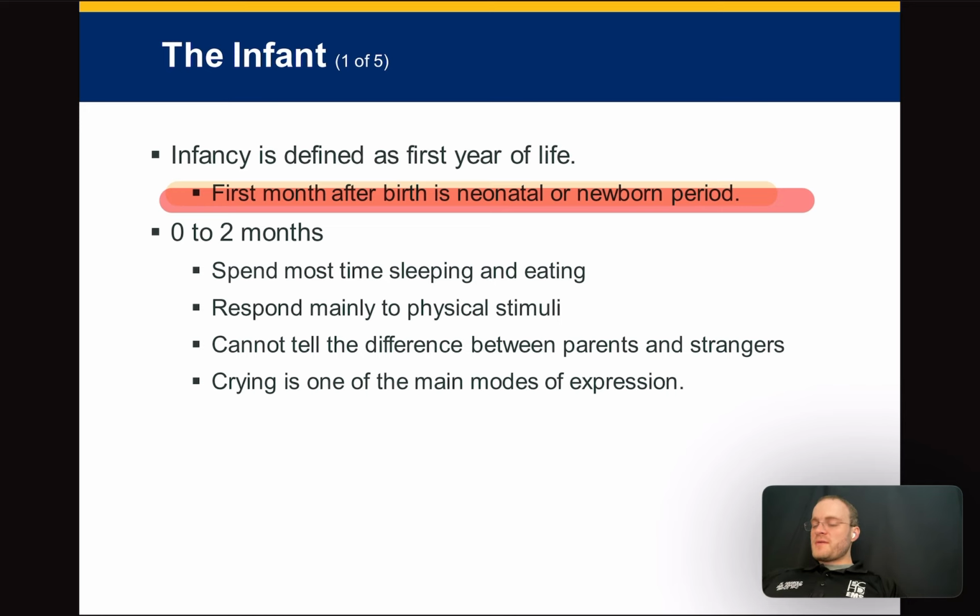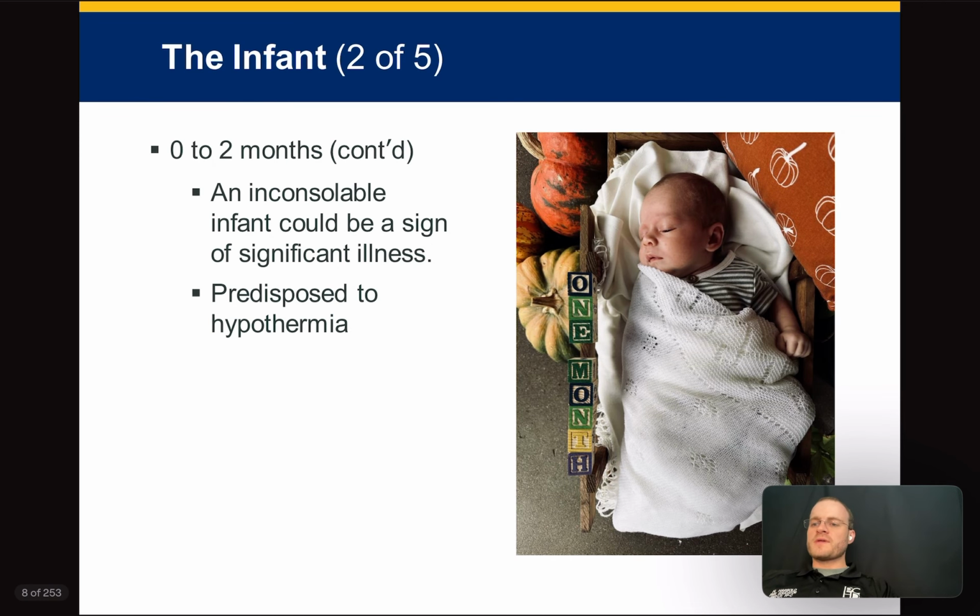So at 0 to 2 months, the baby's going to spend the majority of their day just sleeping and then eating. They sleep a lot, but they're having exponential growth in that first year of life, and it takes a lot of effort to grow. They respond mainly to physical stimuli like being picked up or being moved. They cannot tell the difference between parents and strangers generally, because their senses are not fully developed yet. But crying is one of the main modes of expression in this first part of life. They probably won't have what we call a social smile, where they're smiling and giggling. So keep that in mind.